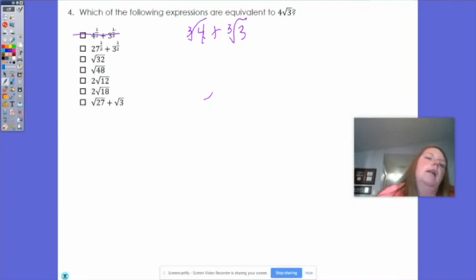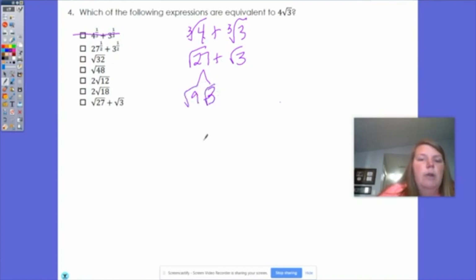The second one, this 27 to the 1/2 and 3 to the 1/2. So that means the square root of 27 plus the square root of 3. So right now it doesn't look like it could be the same, but let's try and simplify. That 27 can simplify to the perfect square of 9 times 3.